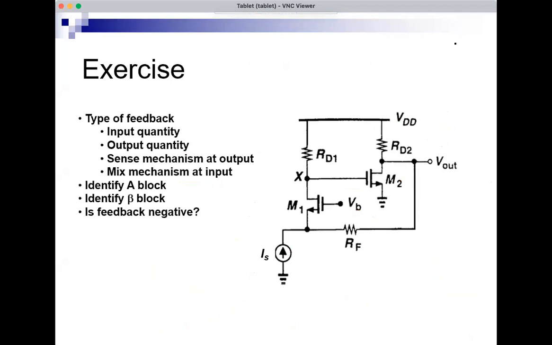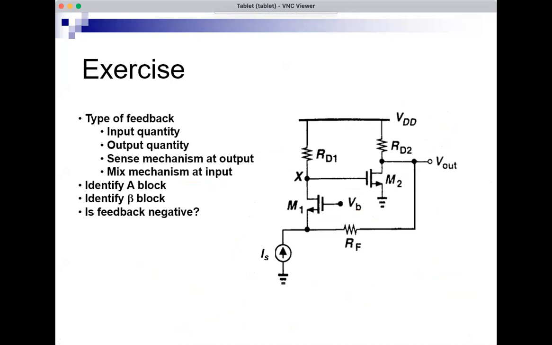Another exercise. Here's a feedback amplifier. And here we want to identify some quantities, like what is the input quantity, output quantity, the sense mechanism, the mix mechanism, where's the A block, where's the beta block, is the feedback negative.